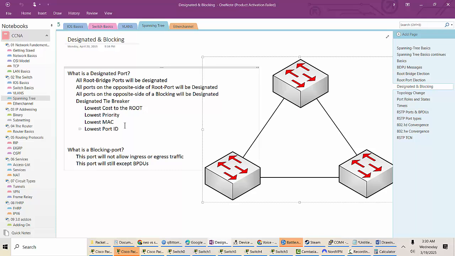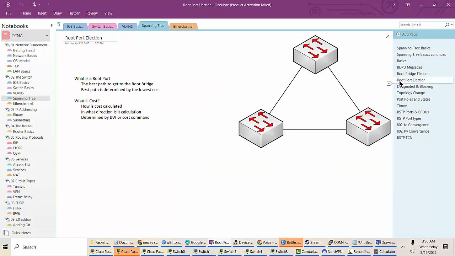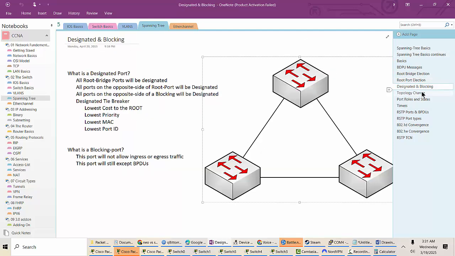This is what we call port election. Now, we went up here and said root port election. But we still got other port elections, which would be the designated port. Anything else after that is blocking ports. And that's how spanning tree makes its topology.